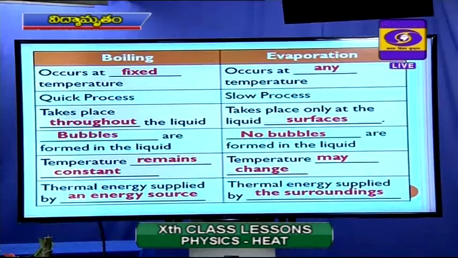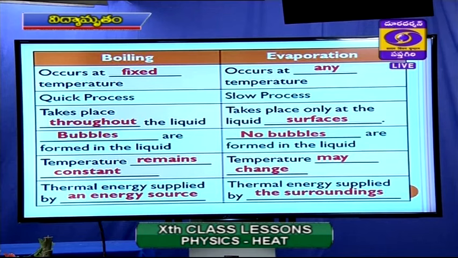The differences between evaporation and boiling. Evaporation will take place at any temperature. If they ask you the differences between boiling and evaporation, first of all you have to write down the differences. The definition you can write: boiling, the process of conversion of liquid to gas at the boiling point only. Evaporation, the process of conversion of liquid to gas at any temperature. Boiling is a quick process and evaporation is a slow process. Boiling is the bulk phenomena and evaporation is the surface phenomena.